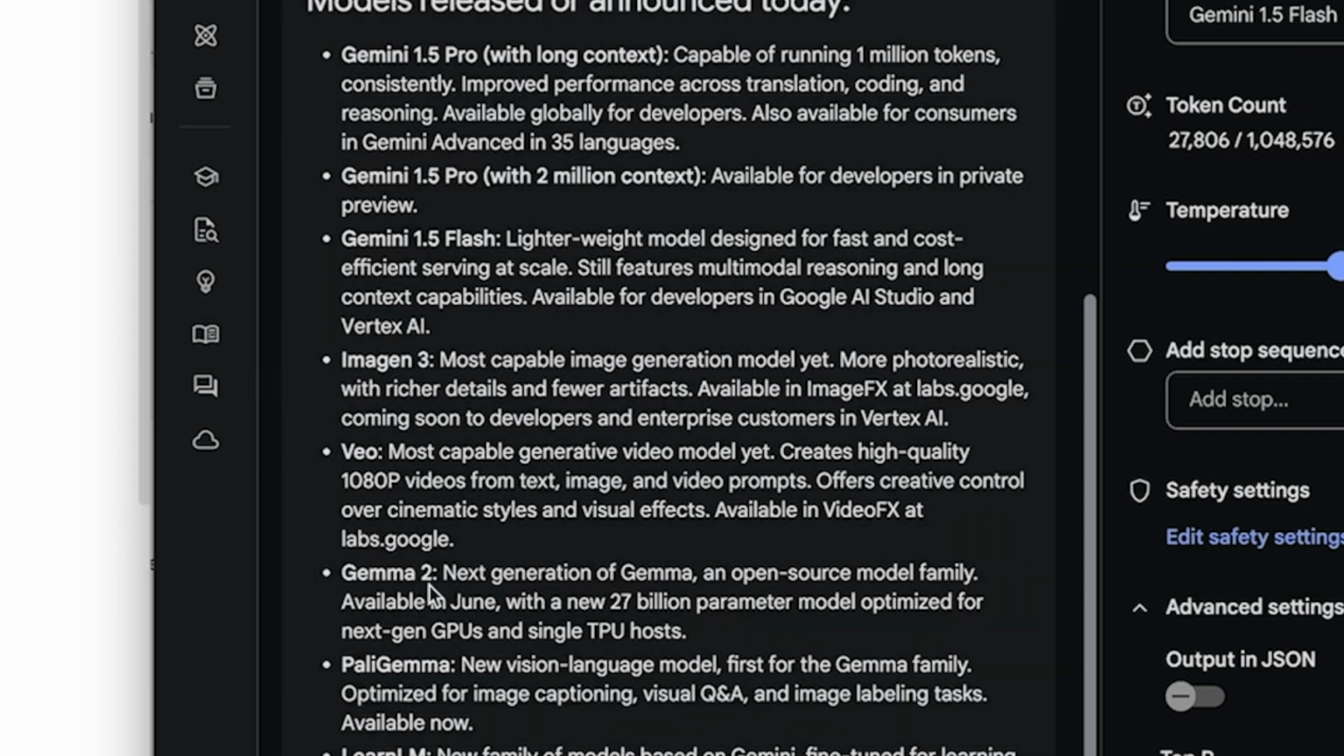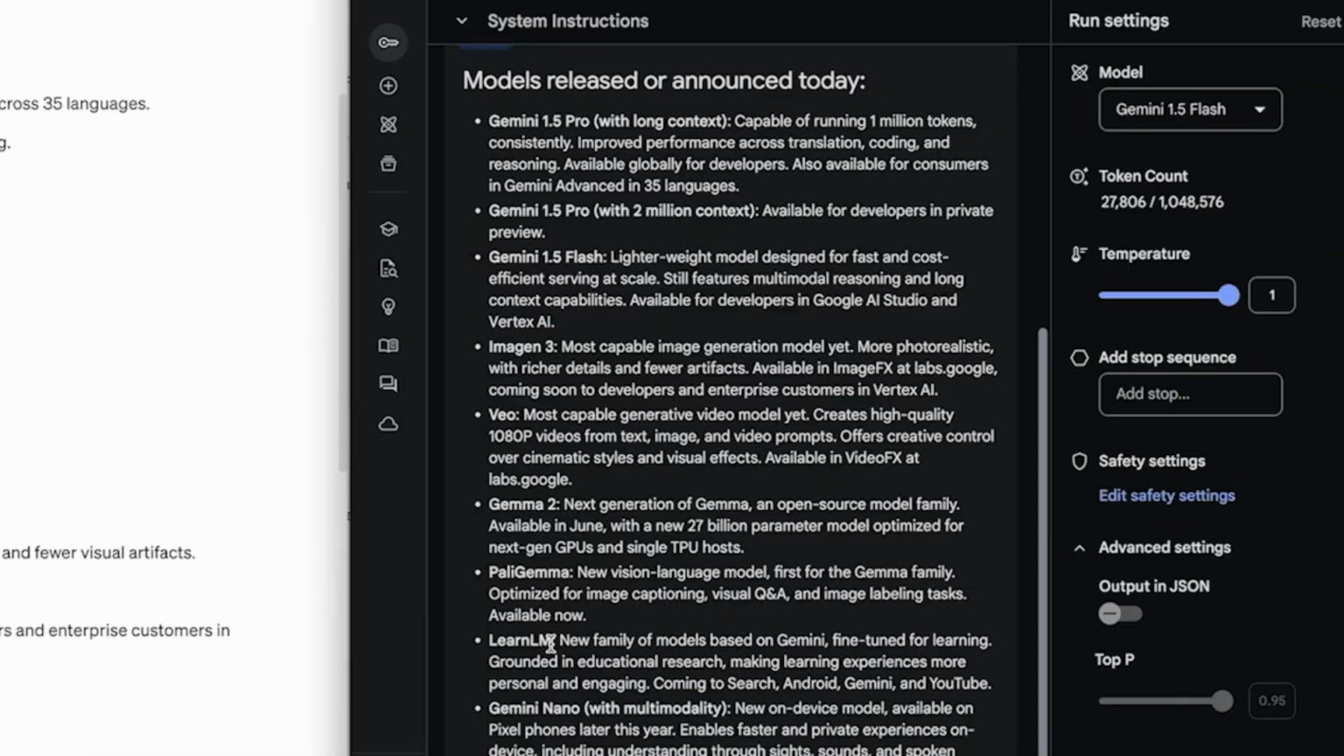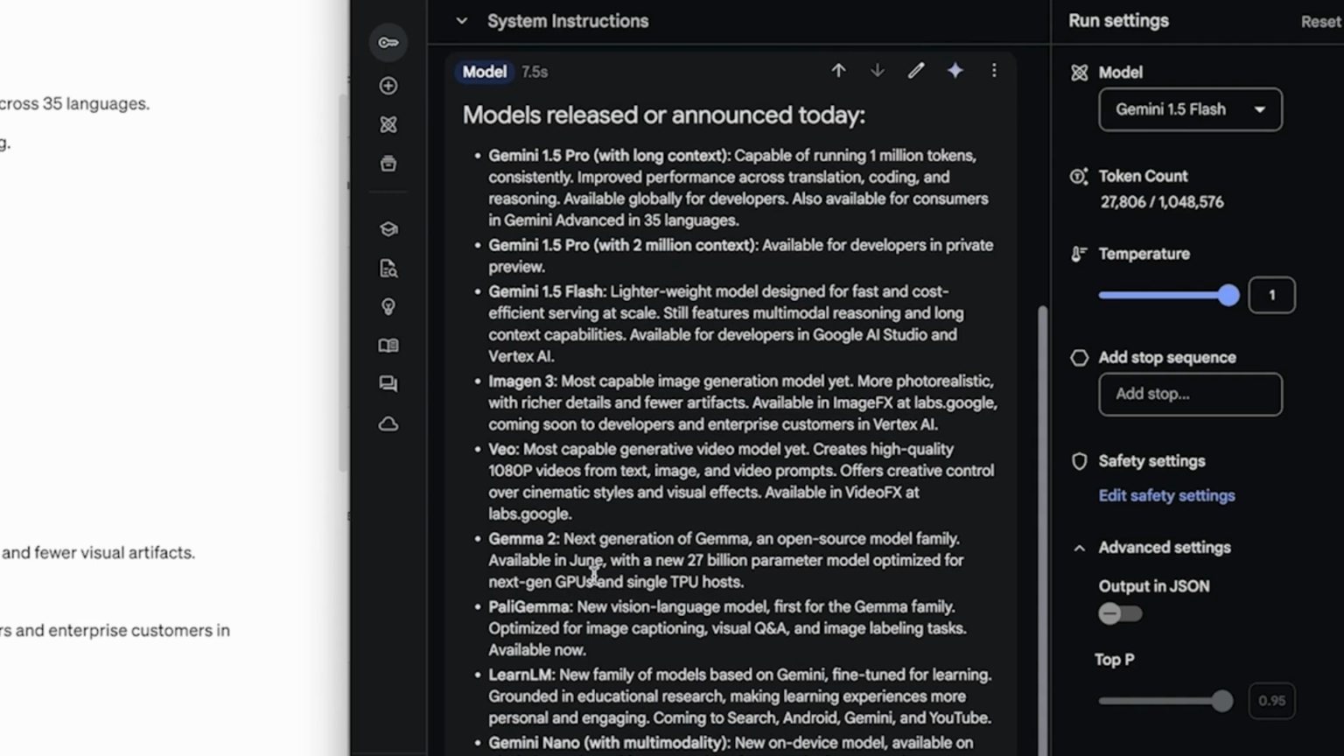Next is Gemma 2. So Gemma 2 was announced, but like Gemma 2 is already announced for Polygemma. This is a new model announced by Google. Learn LM, yeah, they mentioned Learn LM, and Gemini Nano also they have announced in this particular transcript. So this is awesome. As you can see, Google has identified all their models very well.